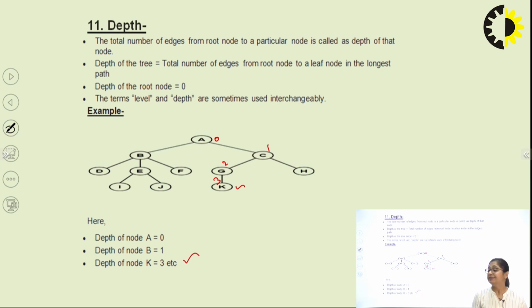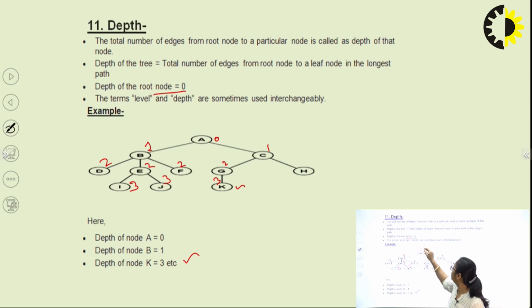And what is the depth of B? 0 to 1. What is the depth of E? 0, 1 and 2. What is the depth of J? That is also 3. What is the depth of I? That is also 3. What is the depth of F? 0, 1 and 2. And what is the depth of D? That is equal to 2. This is the way to find the depth. The depth of the root node is always 0. That's why we start here at 0.